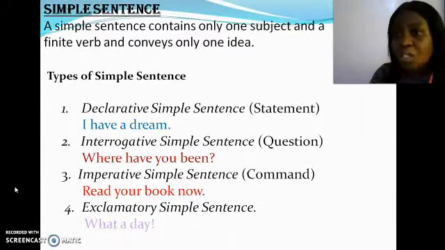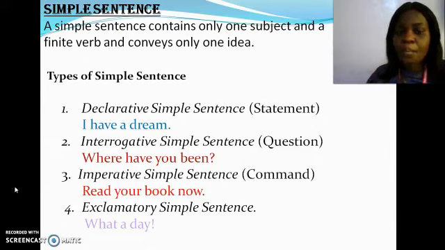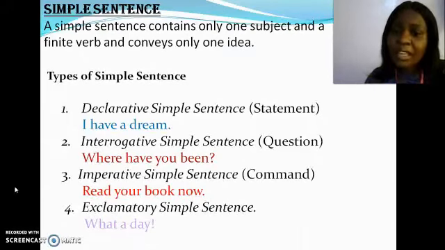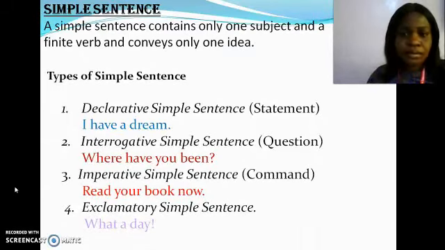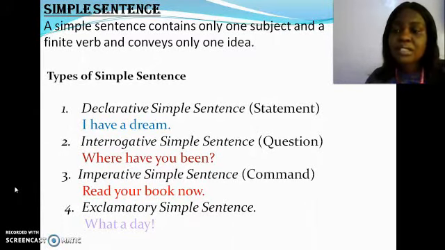Another type of simple sentence, number 2, is the interrogative simple sentence. Interrogative. It wants to know. You want to ask. So it is a question sentence. It must end with a question mark. Where have you been? Question mark.